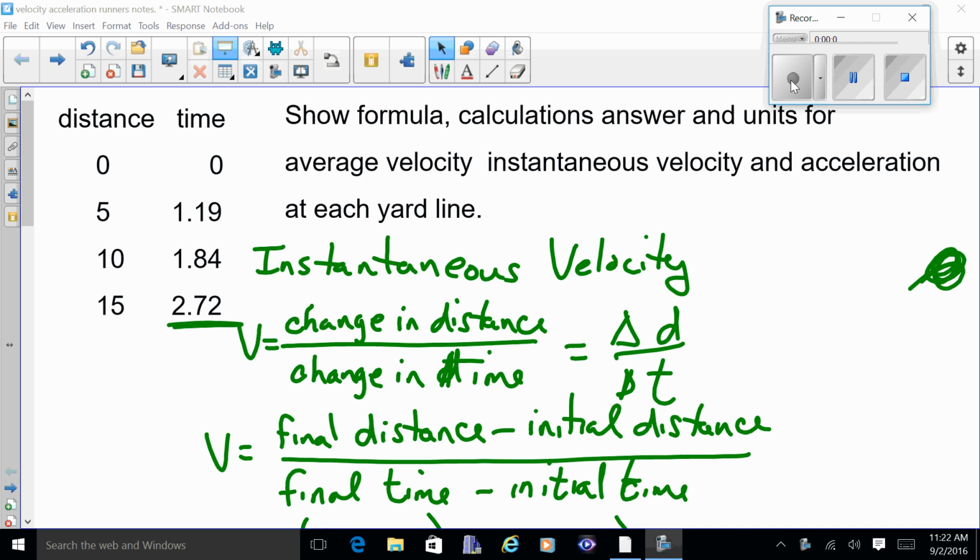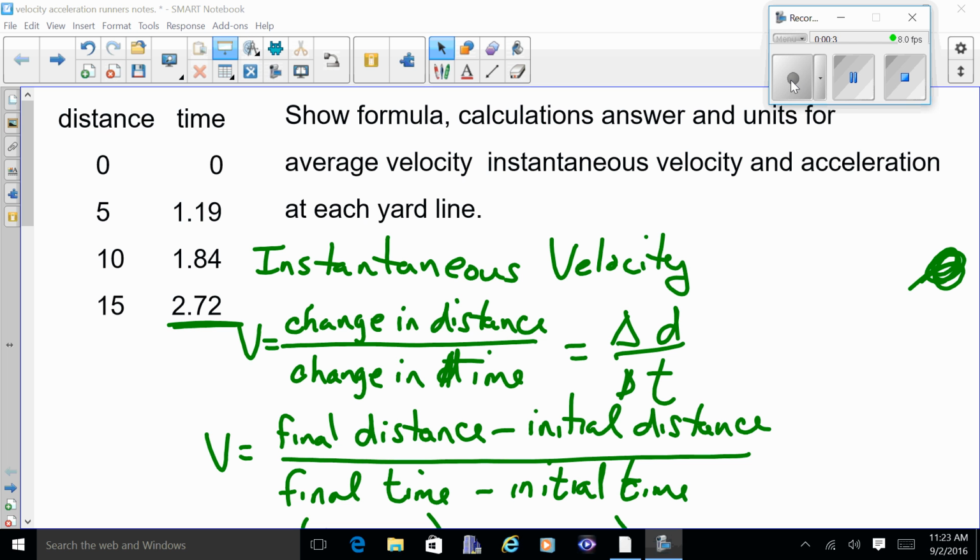Lecture for just the acceleration calculations for the runner's 40-yard dash. And I'm going to do a real quick review since the smartboard stopped working here. We have our distance and times over here on the left-hand side that you see. At the 0-yard line, there was 0 time, the 5-yard line was 1.19, and so forth. And you have to show the formula, the calculation answer, and units for average velocity, instantaneous velocity, and acceleration.